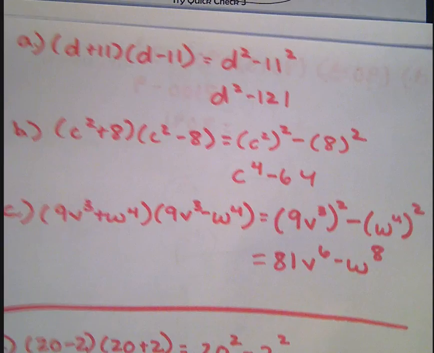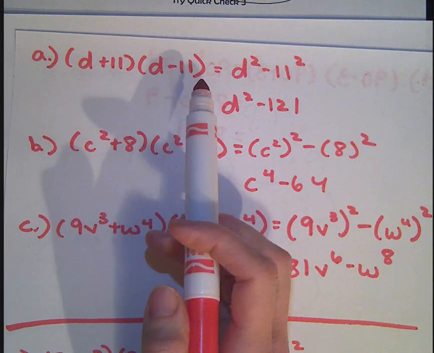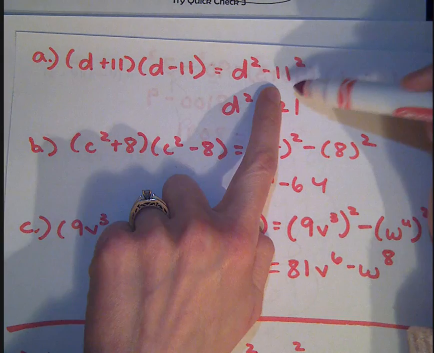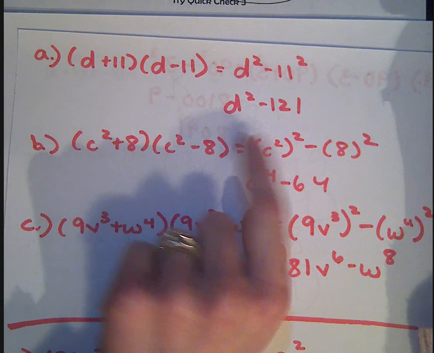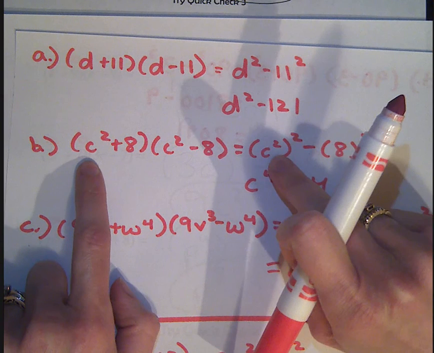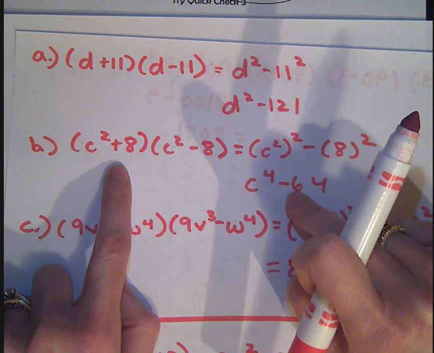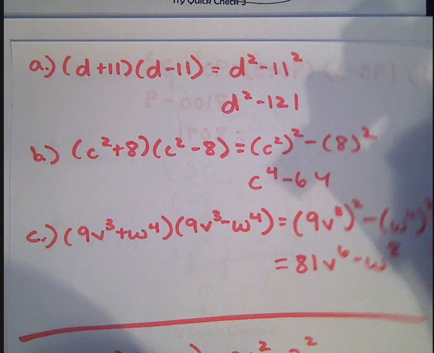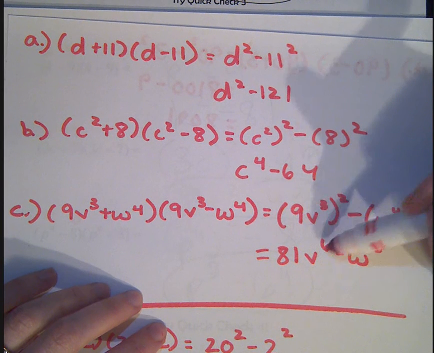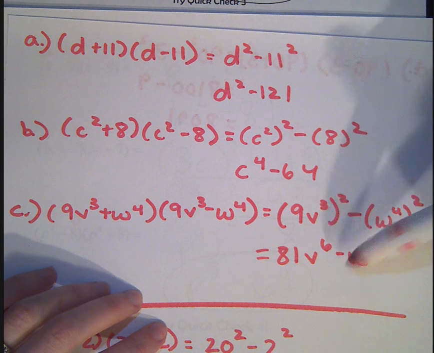Okay, here were our 3 problems from quick check 4. So you had d plus 11, d minus 11. So your a is d, so it's just d squared. And then your b is 11, so it's minus 11 squared. So it's d squared minus 121. That's it. Over here, notice how I put these in parentheses. A is c squared squared. So c to the 4th. Minus, it's always going to be a minus, your b, so 8 squared is 64. Down here, 9b to the 3rd squared, so that's 81b to the 6th, because 3 times 2 is 6. We're going back to laws of exponents there. Minus w to the 4th squared is w to the 8th.